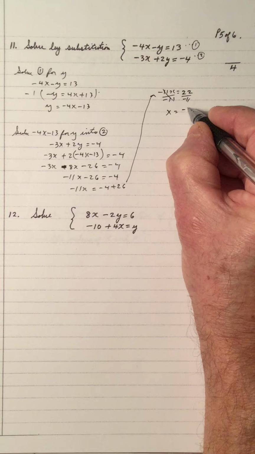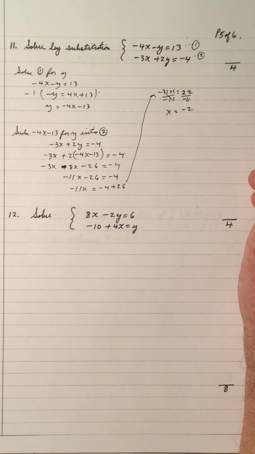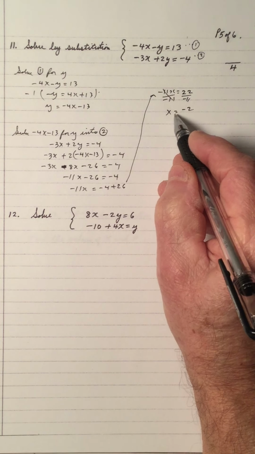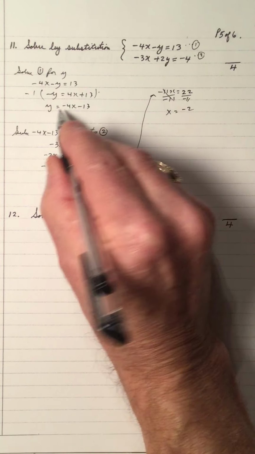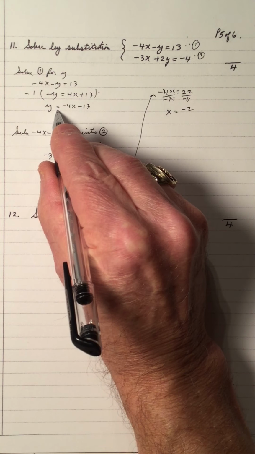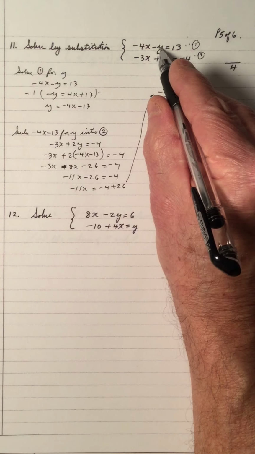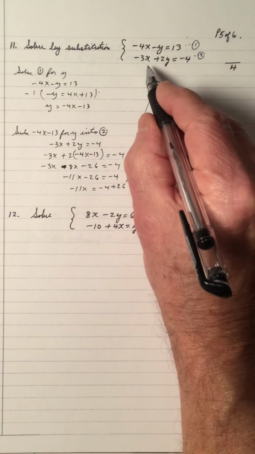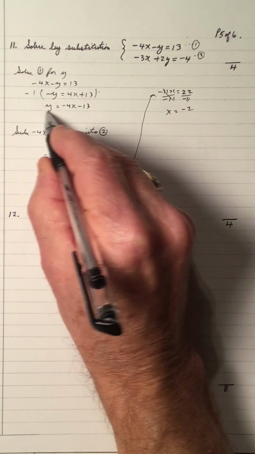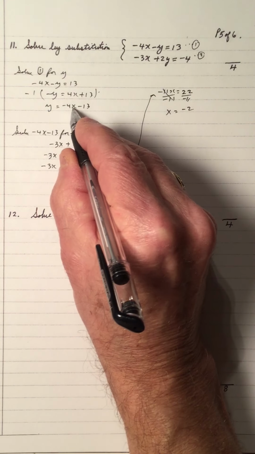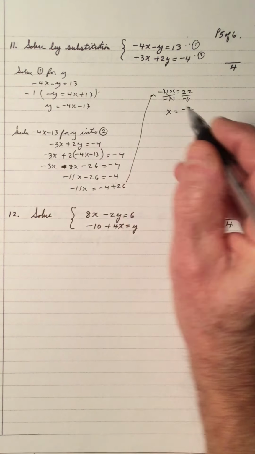X equals -2. Now once we get the value of one variable, x or y, we sub it into the easy equation. The easiest equation to put it in would be this one right here. I could sub it into this equation, number 1. I could sub it into number 2. It makes no difference. But this is the easiest one, because I have x, plugging x in here gives me my y.